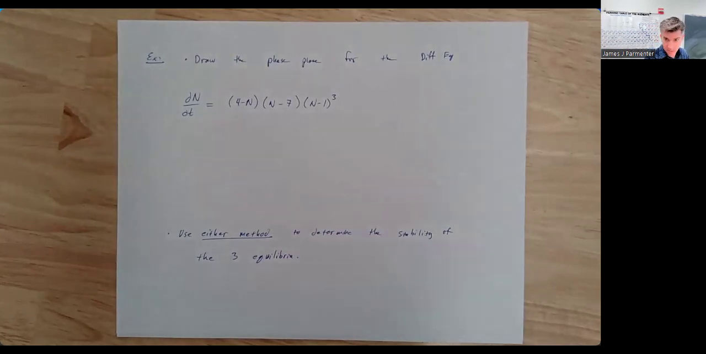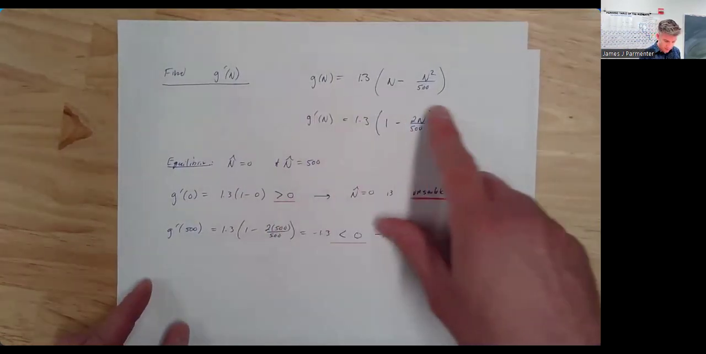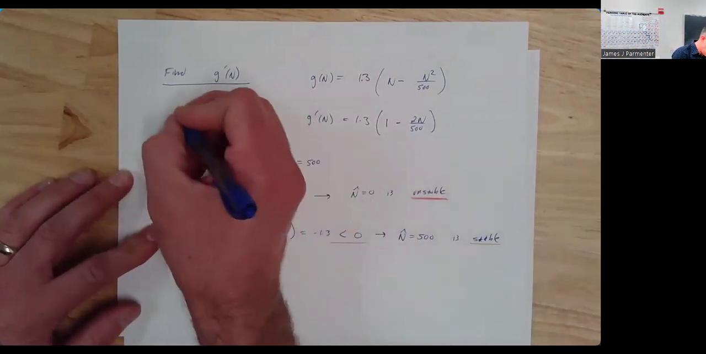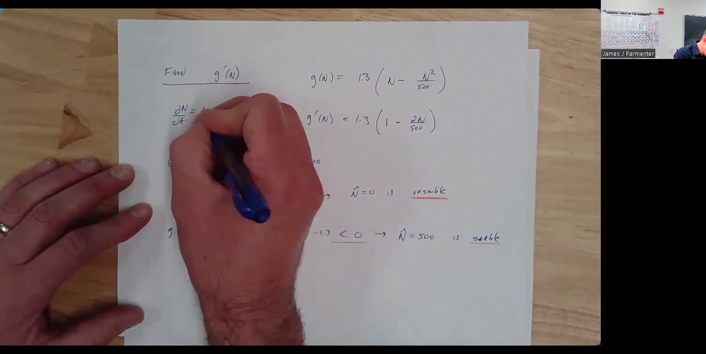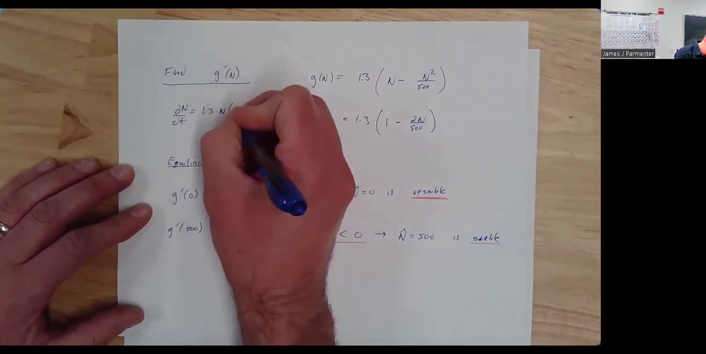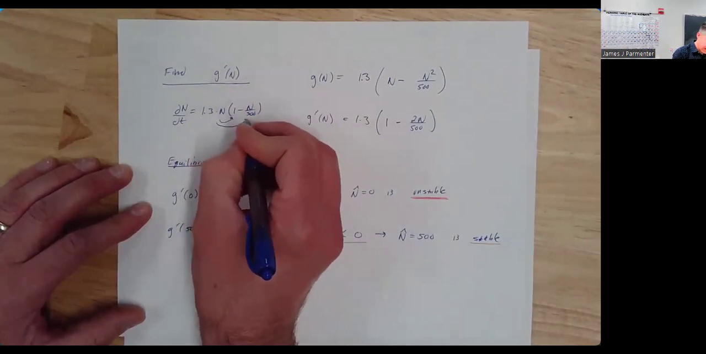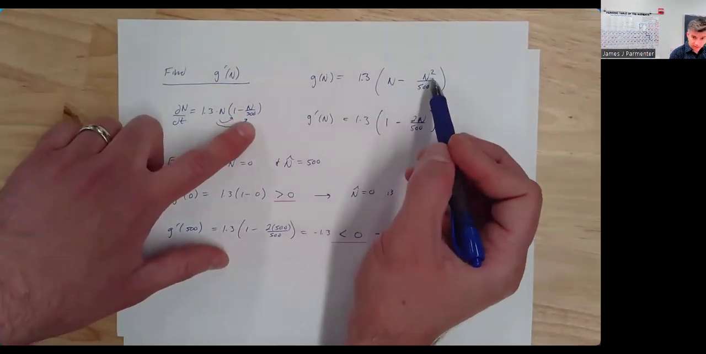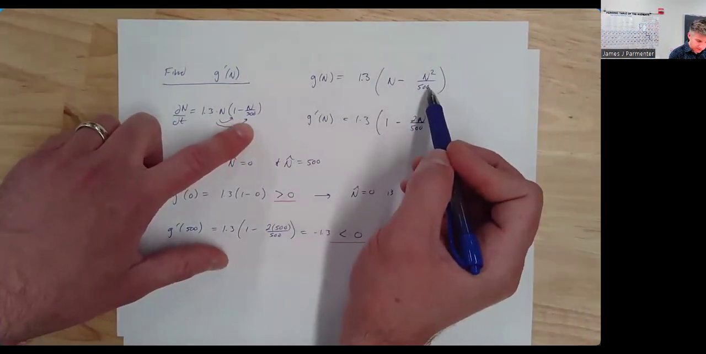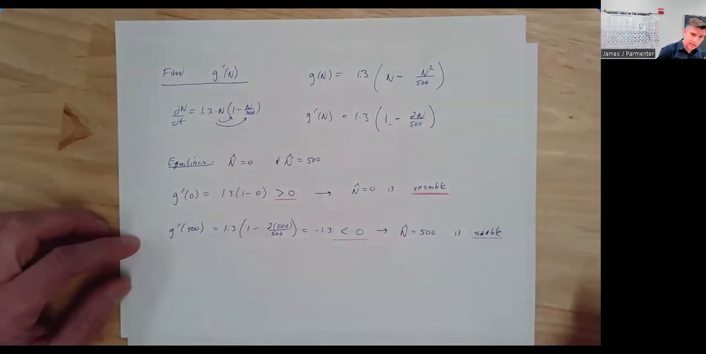Someone's asking how I took the derivative of the previous problem, I think. In the previous problem, my dn/dt was 1.3 times n times 1 minus n over 500. I distributed the n to each term, so I didn't have to use the product rule, and I got 1.3 times n minus n squared over 500. Then I just used the power rule to take the derivative of n being 1, the derivative of n squared over 500 being 2n over 500. That's how I did that.